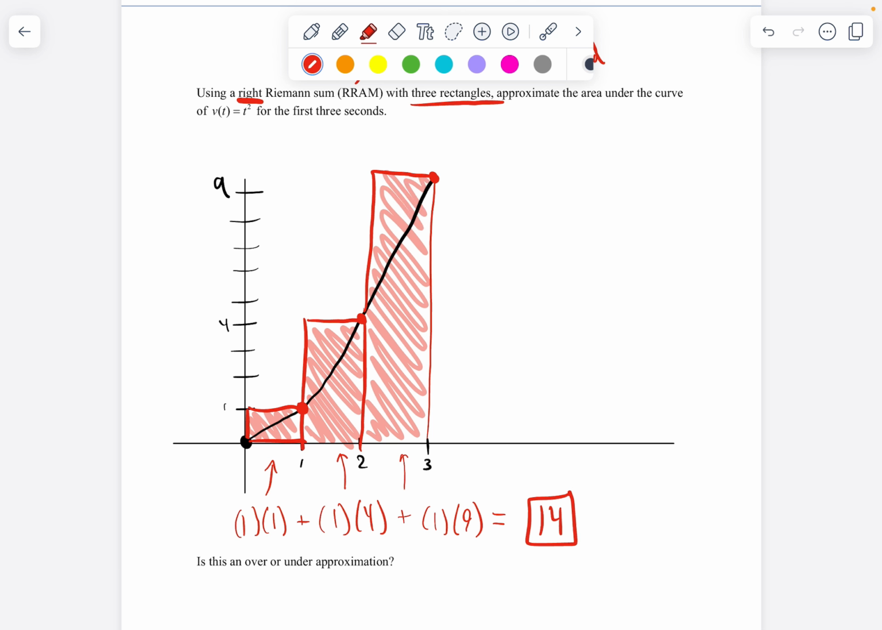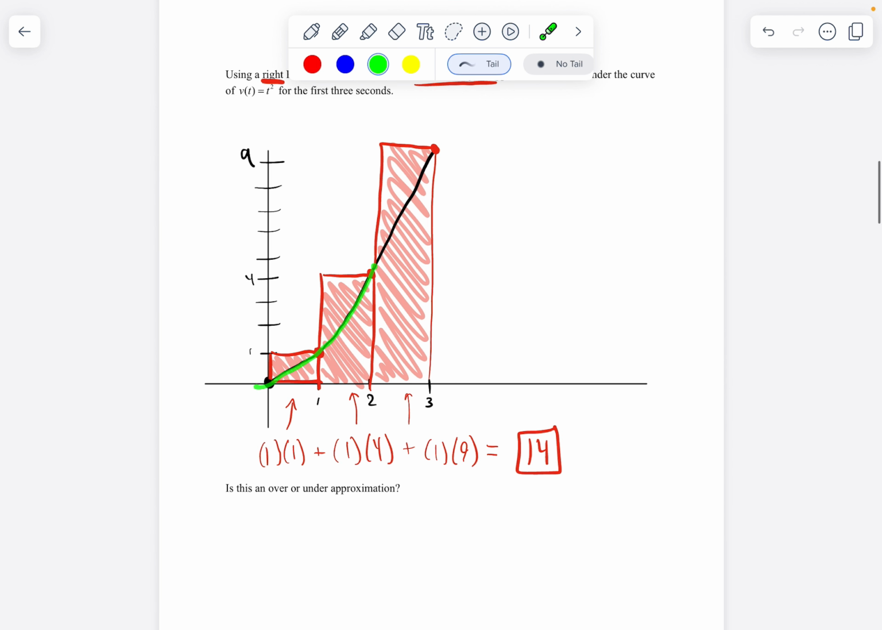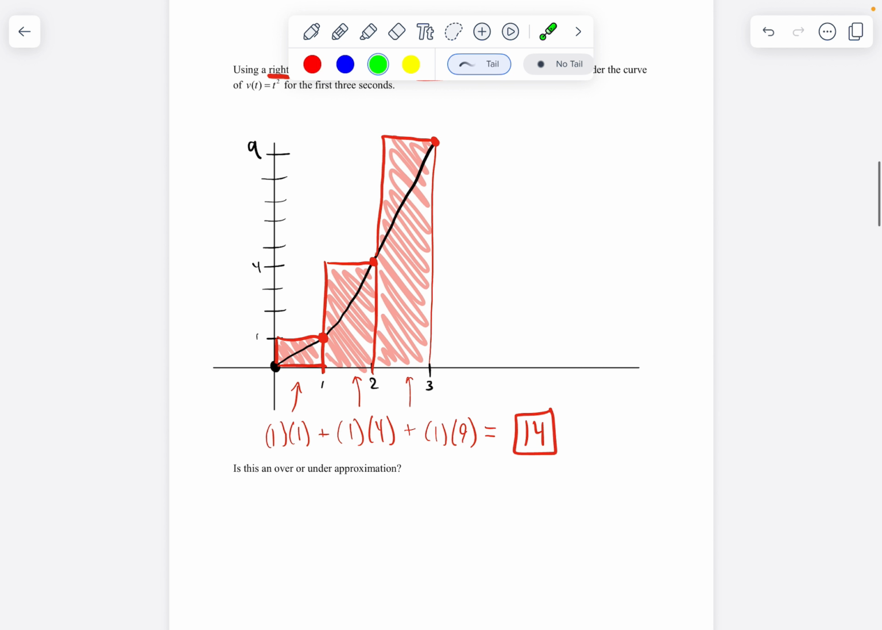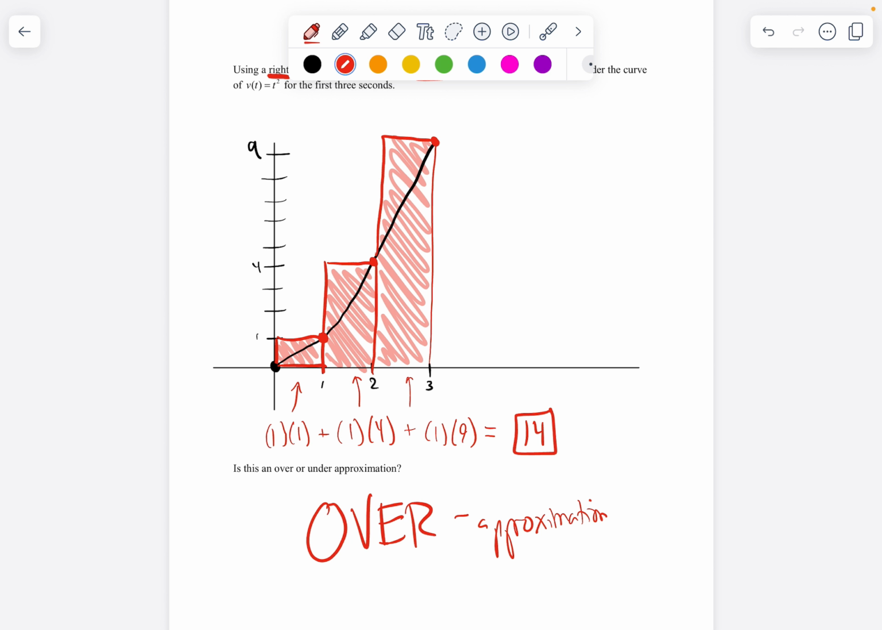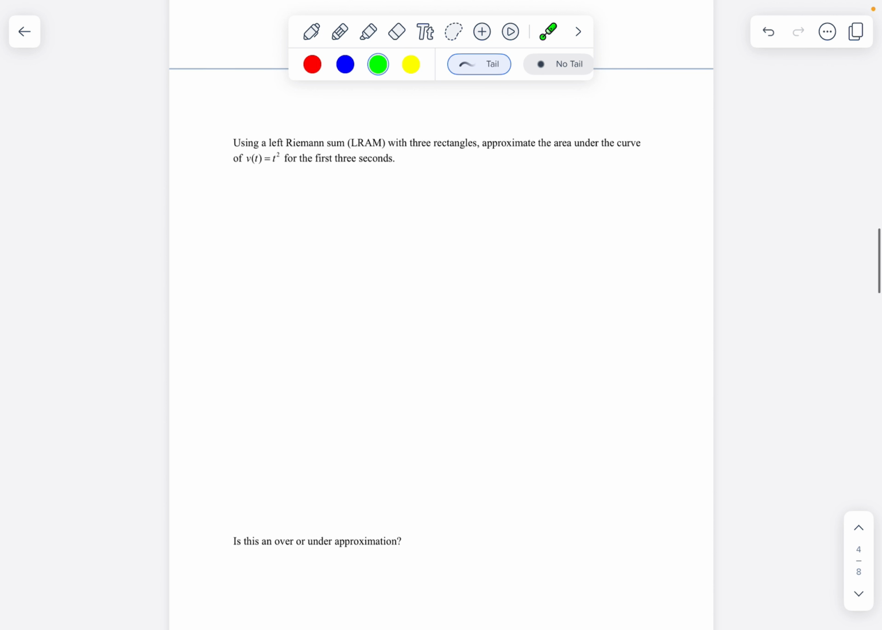The issue with this is that this is not perfect because look, there's this stuff on top, which I don't need, right? I don't want that there. That's not supposed to be there. But because this curves and it's not a straight line, I can't find that. So technically, this is an over approximation. Okay, this is way more than what our actual area underneath here in green is. So the right Riemann sum is nice, not great, because it goes over, okay? Let's go to the next page and talk about something different.